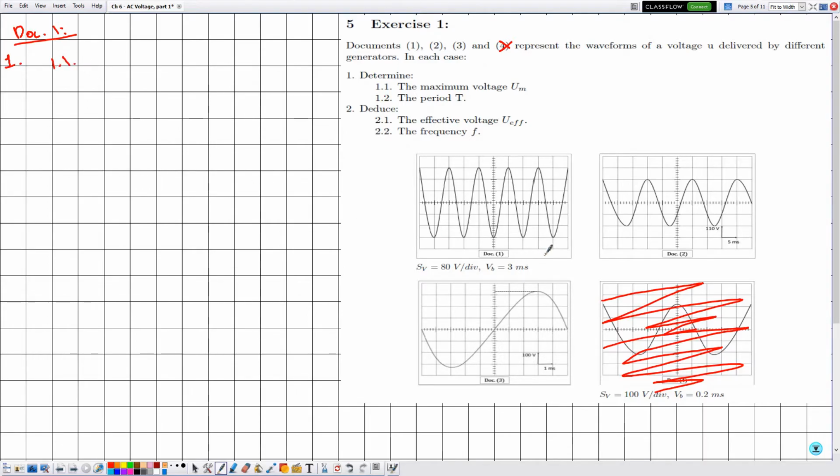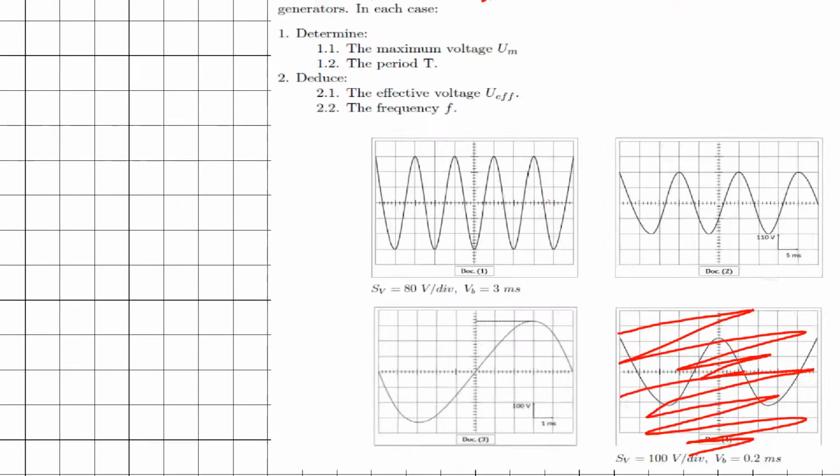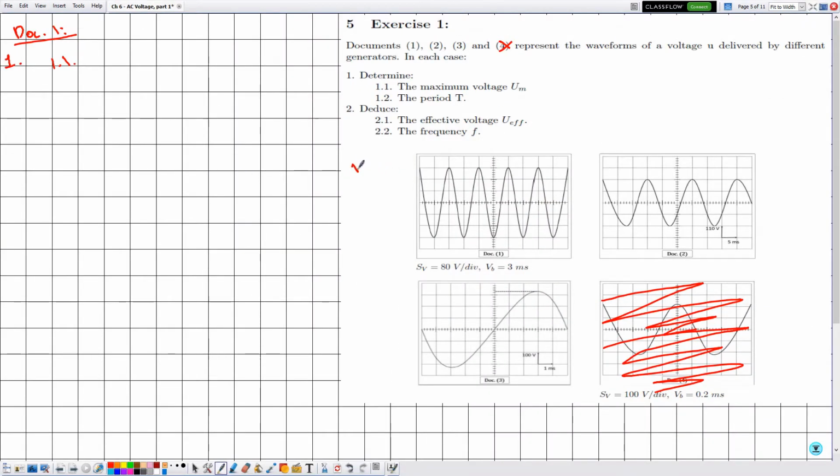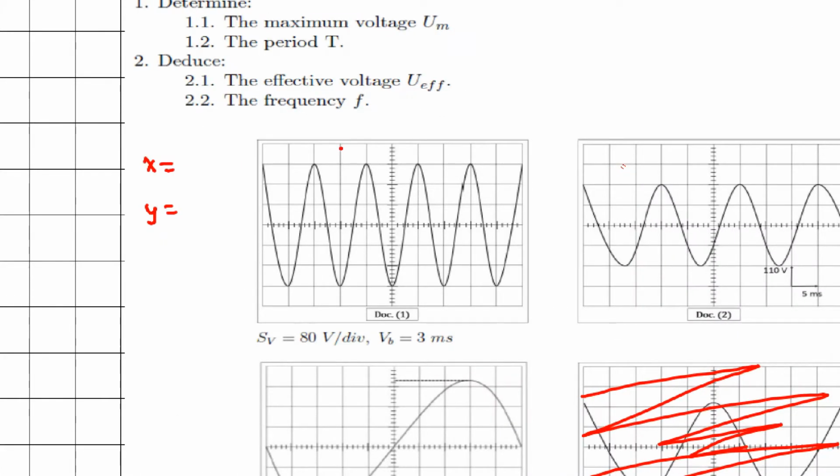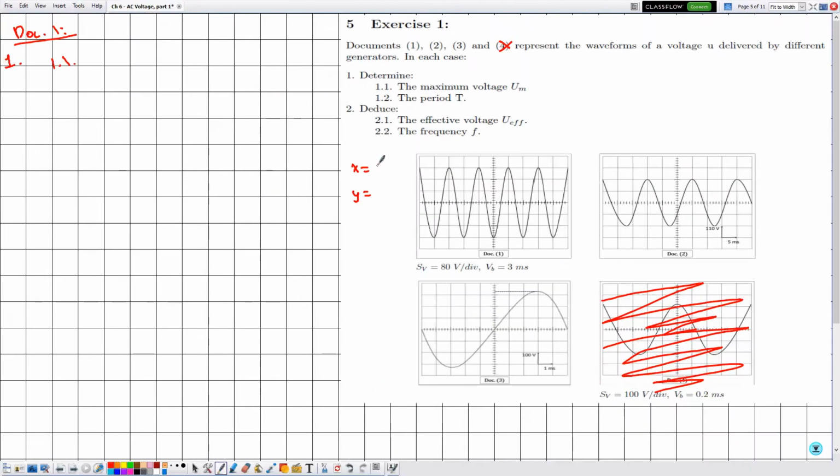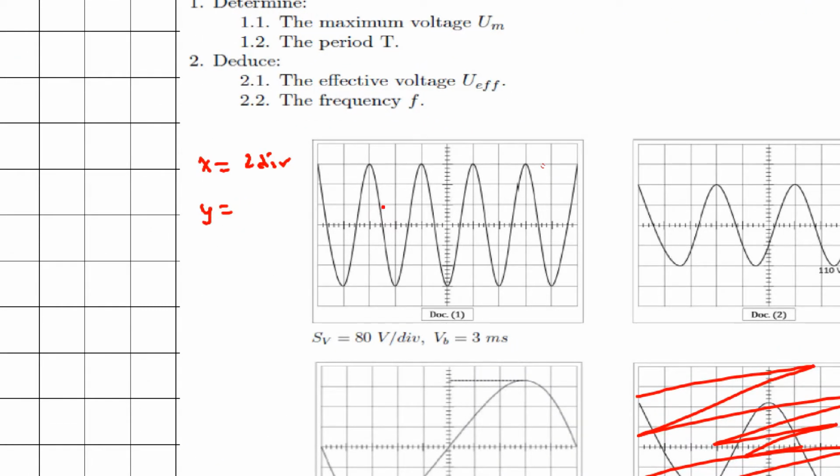So before I start, the trick in solving such type of exercises is to write the values of X and Y first, okay? So what is X? X is the number of divisions along the X-axis between 2 consecutive peaks. And in this case, the value of X is 2 divisions. Whereas Y is the maximum displacement given by this curve. So it is the number of divisions from the center to the peak, and in this case it is 1, 2, and 3.